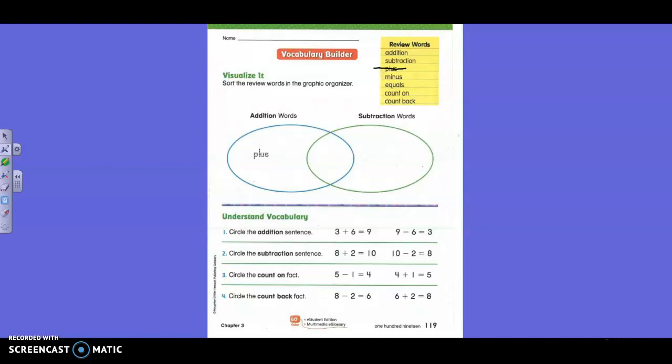Okay. So here is a word. What's that first word? Which one is that one going to go in? Of course it goes in addition. Addition is going to go in addition. It just said the answer. Write it, cross it out. Okay, we're going to have to finish this up after music.